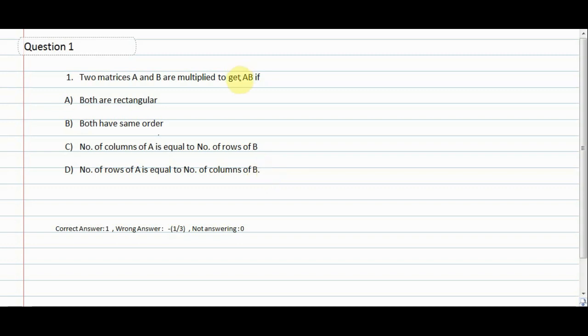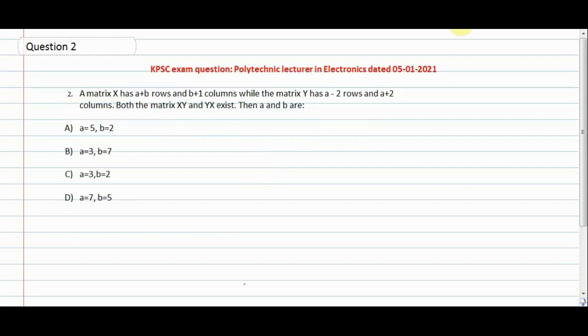I hope you have the answer with you. Let's check the answer. Here the correct answer is option C. The number of columns of A is equal to the number of rows of B. So it's a direct question. This is derived from the condition for matrix multiplication.